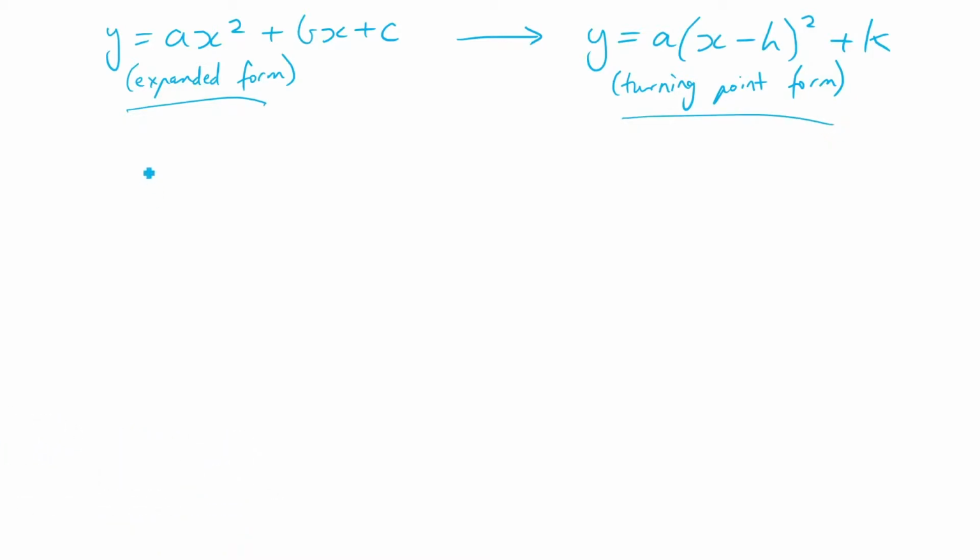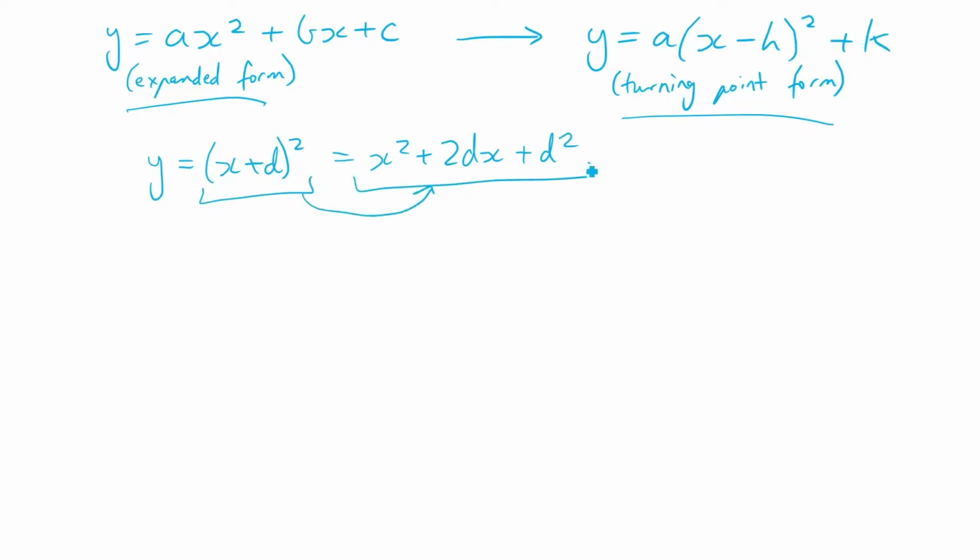So the key to completing a square is recognizing that, say if we have a quadratic like this one, which is a perfect square, we could expand that out into this form. So x plus d squared, when we expand it, becomes x squared plus 2dx plus d squared. So what we want to do when we complete the square is to try and mimic this form so that we can go backwards into the perfect square form.